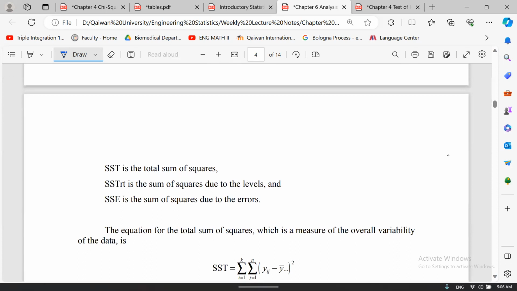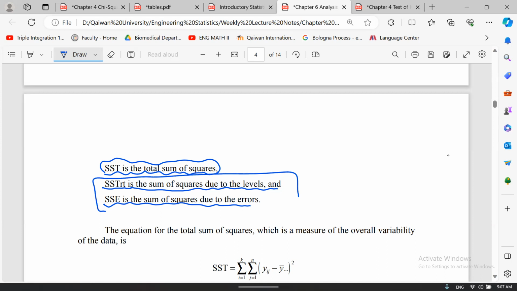Here, SST is the total sum of squares. We'll talk about its role later on, okay? SSTRT is the sum of squares due to the levels, or each level. And SSE is the sum of squares due to the errors. The sum of these two, due to levels and due to errors, is SST.